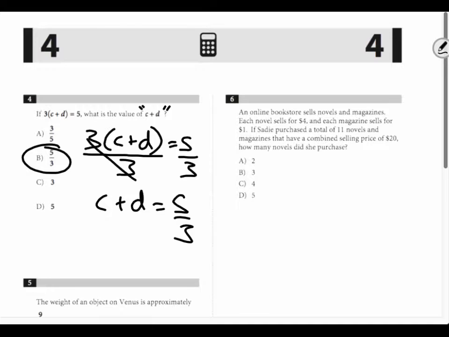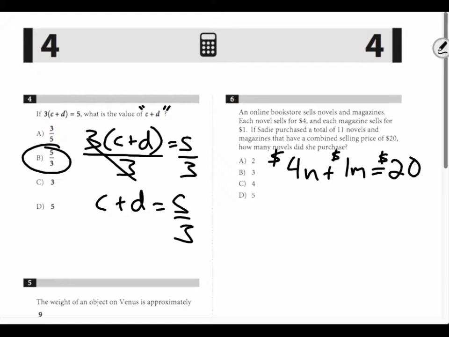Okay, so this is a system of equations. Let's let novels be n, so we'll say 4 times n, because that's the cost of the novels, and magazines are $1, so we say 1 times the number of magazines. And we know that when I buy a certain number of those, it's going to add up to 20 bucks.